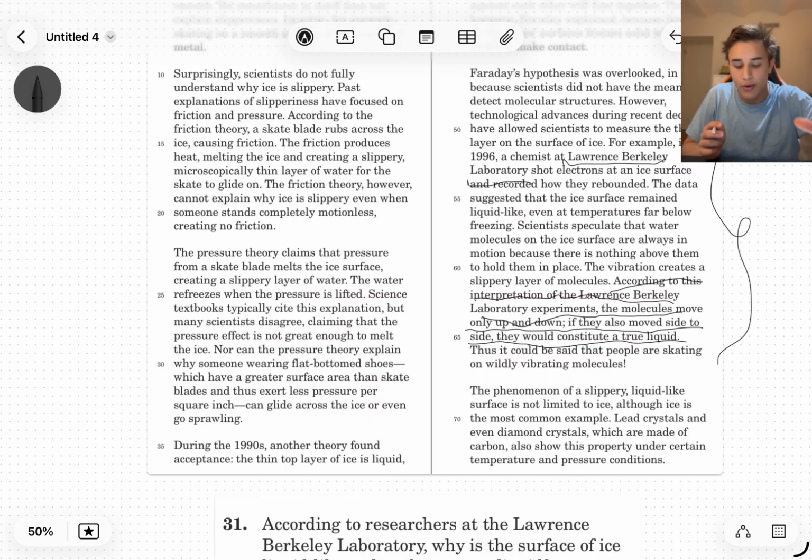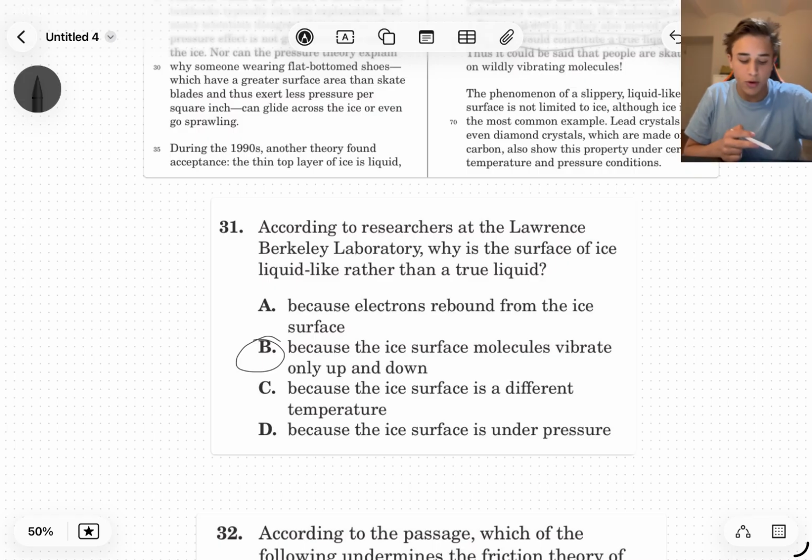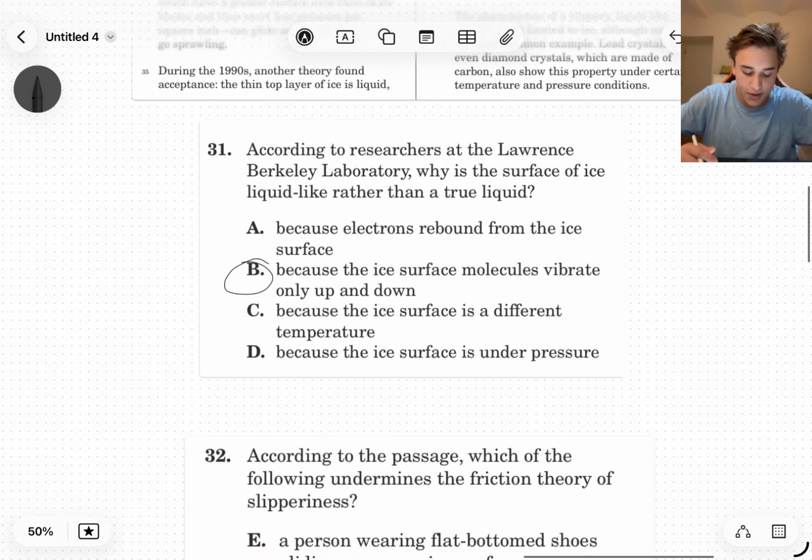So that's very important, right? We see that the molecules move up and down, which makes the ice liquid-like, but it's not a liquid because they're not moving side to side. They're only moving up and down. That's basically what's stated in the passage. Now if we look here, because the ice surface molecules vibrate only up and down, that's answer choice B, and that's what was said in the passage as well. So B is the correct answer choice.